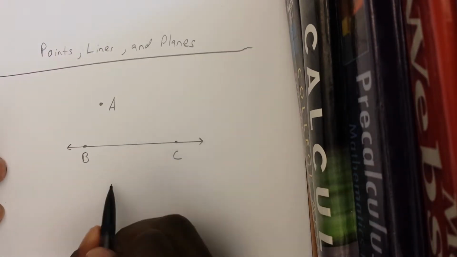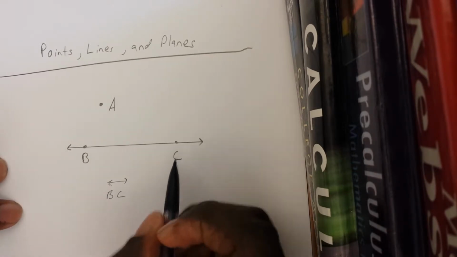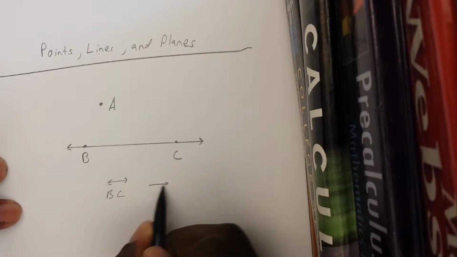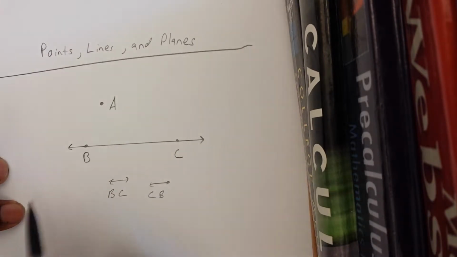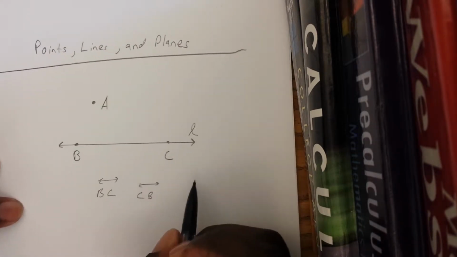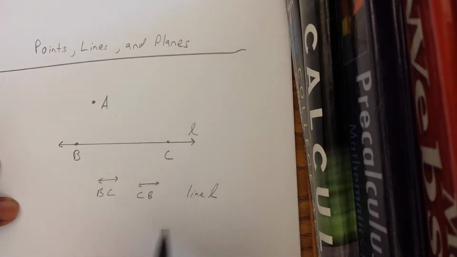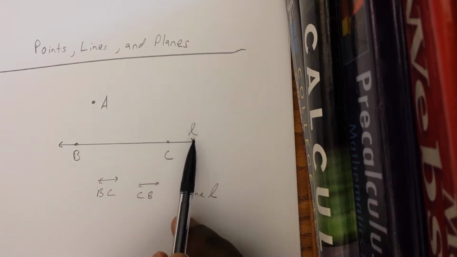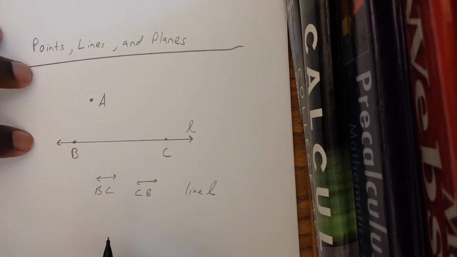So this line is a line with 2 arrows on the ends, line BC. It could also be called line CB, because it goes in both directions. Either way is fine. If I gave it a lowercase cursive letter, like an L, I could also call it line L. And that little L represents that it is a line. So that's how you represent a line, and that's how you represent a point.